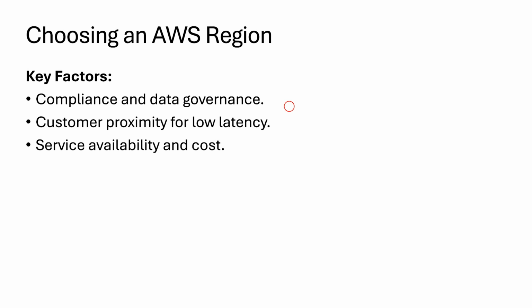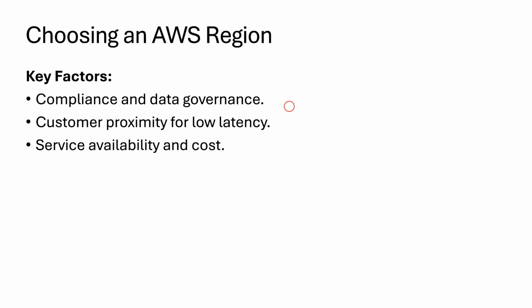The second thing is customer proximity for low latency, definitely. Whenever we deploy an application in a particular region where your customers are situated in another region, there will be some latency in your application, because your application is in one region and your customers are in another region. There will be network delay possibilities there. So instead, if you deploy your application in a region nearer to your customers, then your customers won't feel this latency. So that is the second point you need to consider.